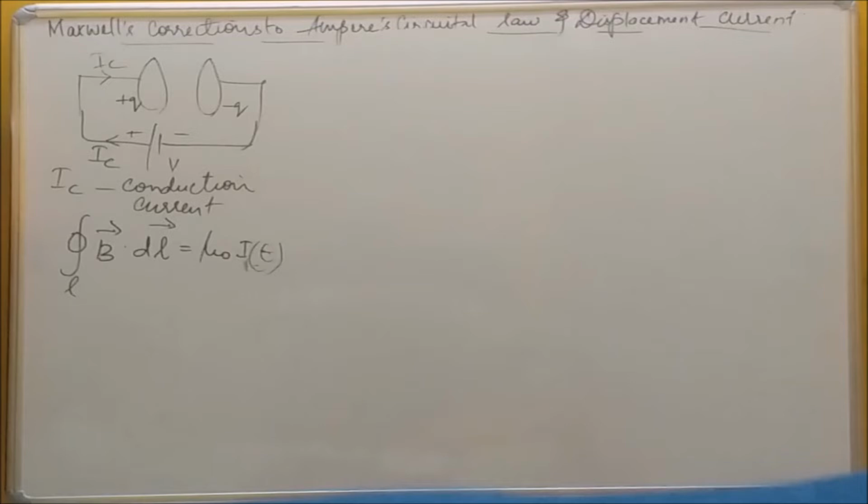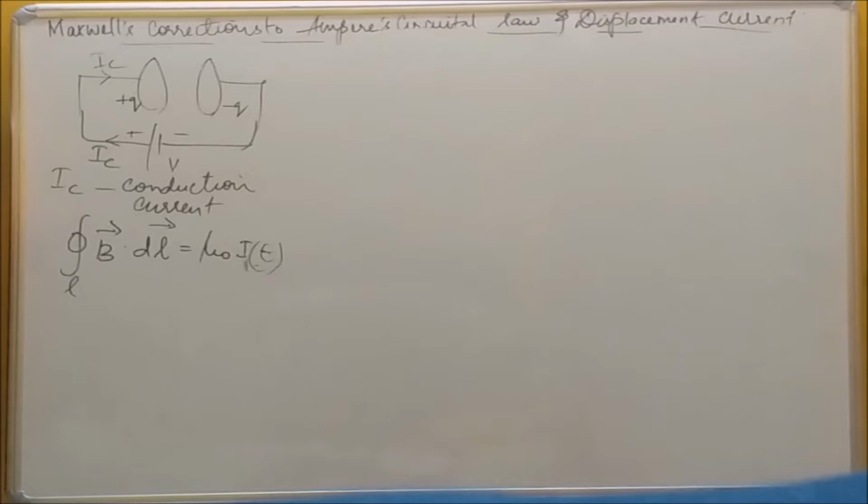Here there is a non-conducting medium. Now what will happen? The capacitor gets charged because of the external source voltage. Automatically, current flows through the wire. That current is called the conduction current, I_C. I_C is nothing but the conduction current.